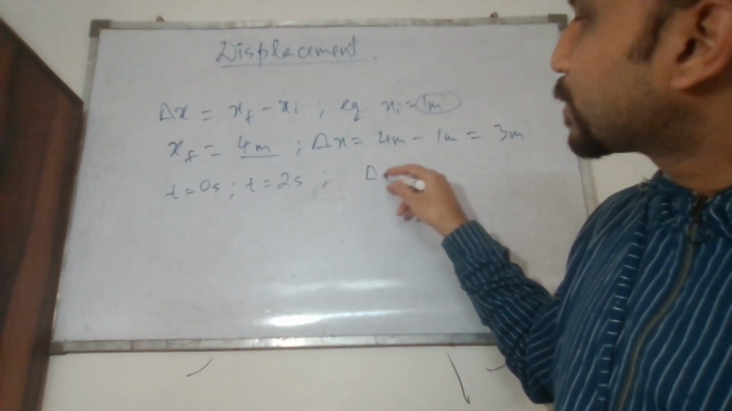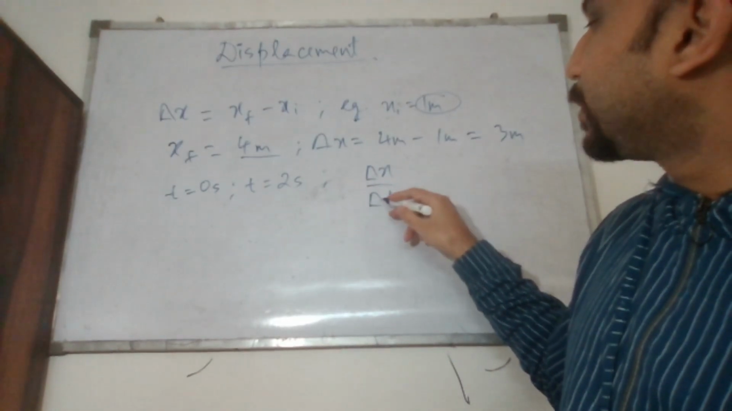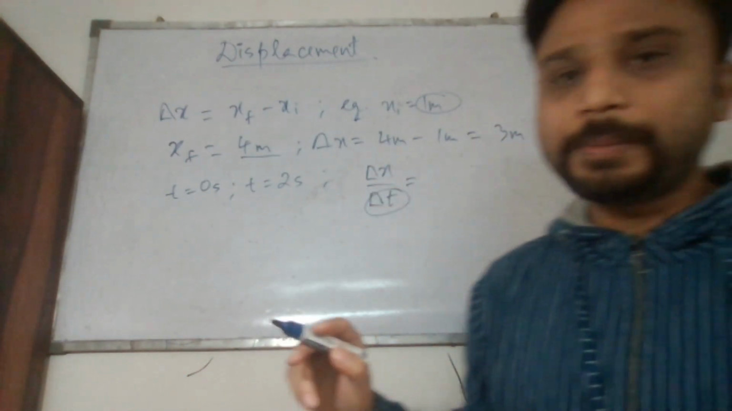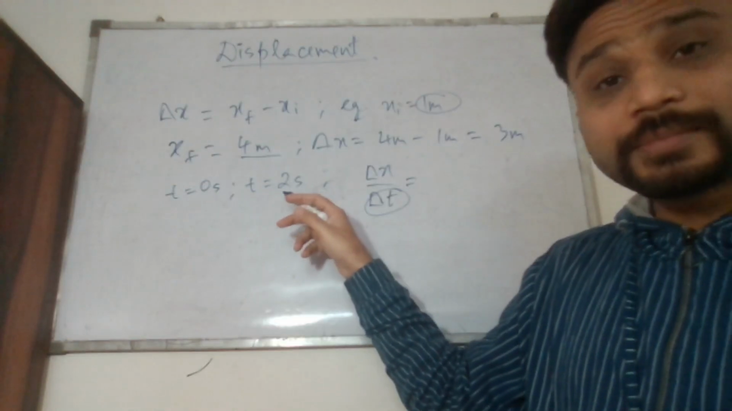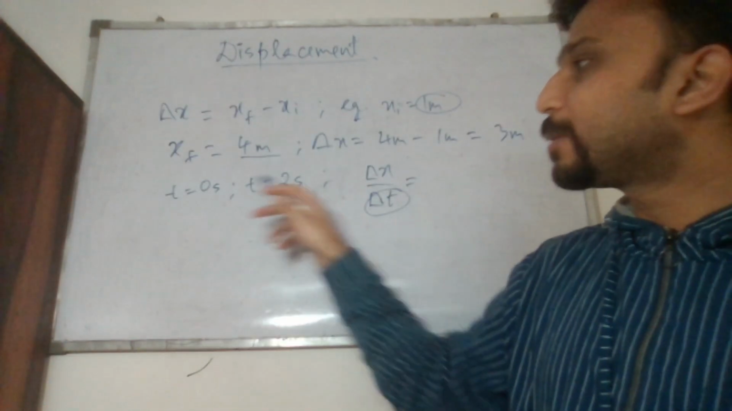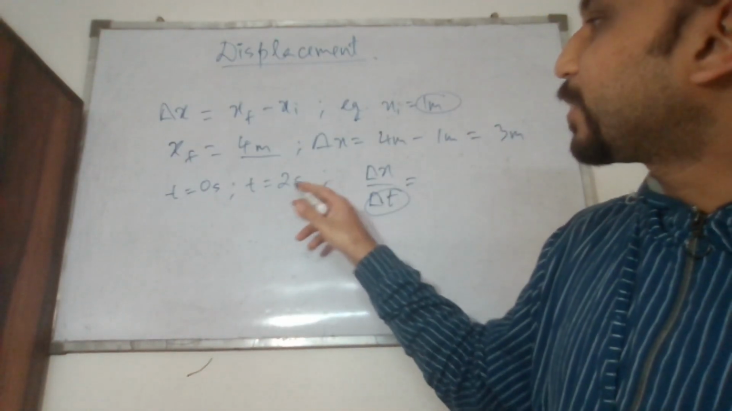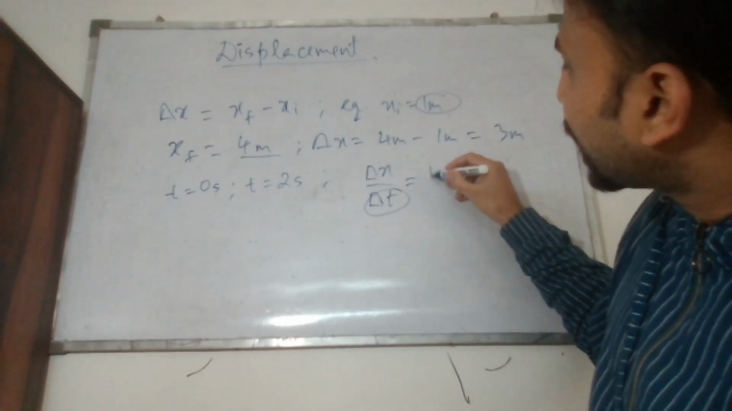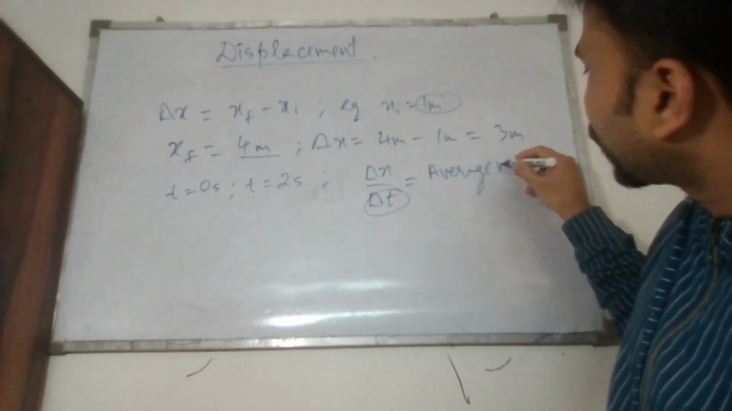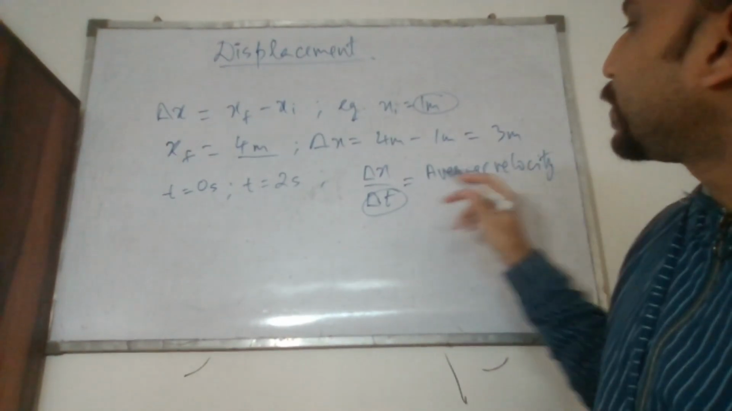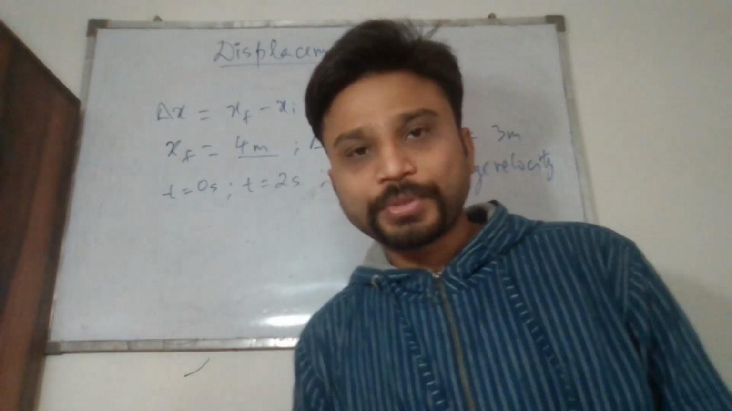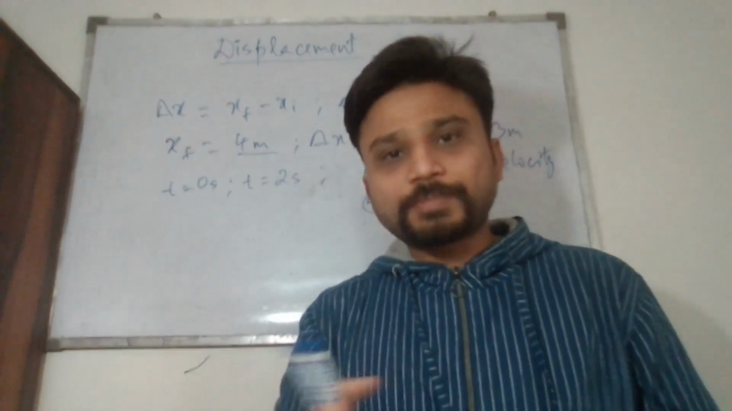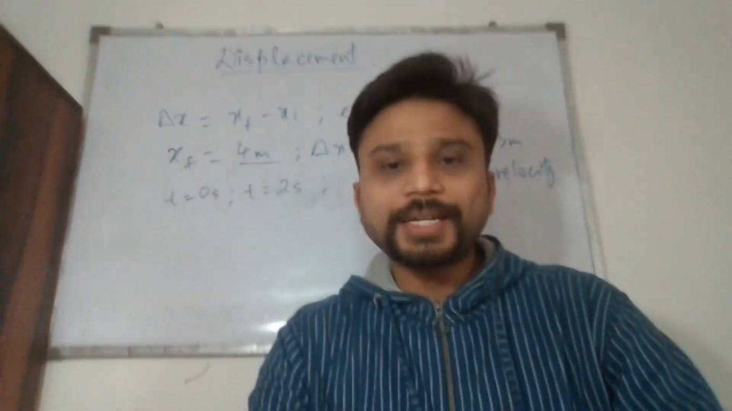So the displacement of the particle divided by the time interval should give us something. What is delta t? Delta t is the time interval. It is the final time, that is 2 seconds, minus the initial time. And delta x upon delta t is defined as average velocity. So this is the other definition which we have to learn. What is average velocity? Average velocity is nothing but displacement of the particle per unit time, or displacement upon time. So how is that important for us?